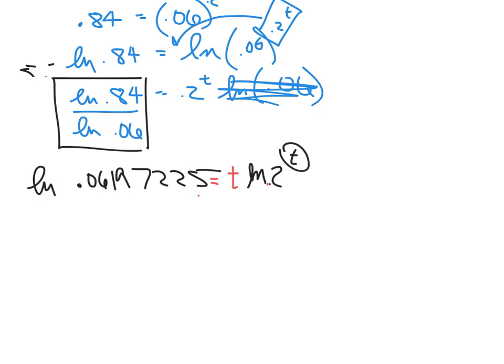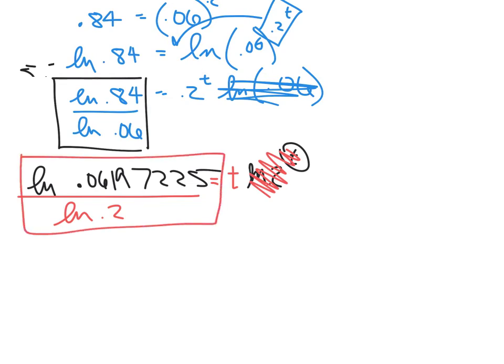So I'm going to divide both sides by ln of 0.2, and that takes care of all of that, and that equals t. All right, so now that I'm at this point, I have ln of this over ln of 0.2 equals t, and I find out t equals 1.728 decades, which will be approximately 17 years.